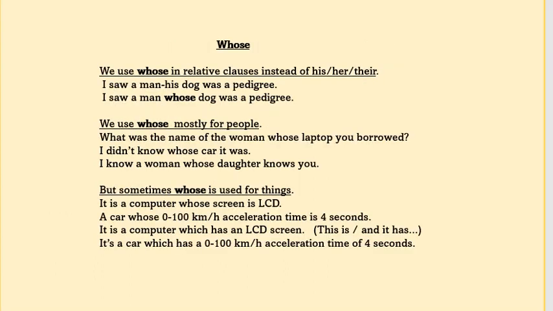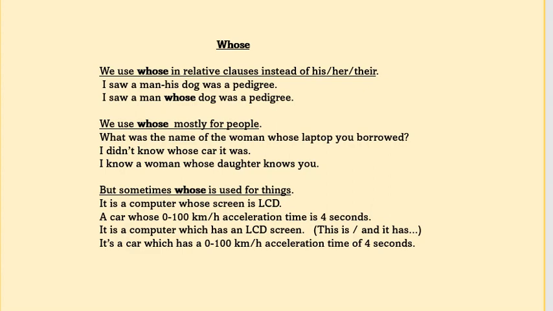So whose? We use whose in relative clauses instead of his, her, their. I saw a man. His dog was a pedigree. I saw a man whose dog was a pedigree. So we have a noun after whose. We use whose mostly for people. So what was the name of the woman whose laptop you borrowed? I didn't know whose car it was. I know a woman whose daughter knows you.